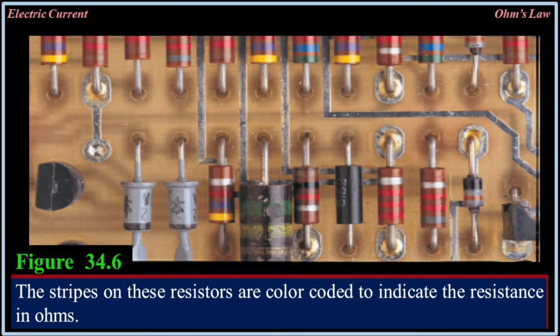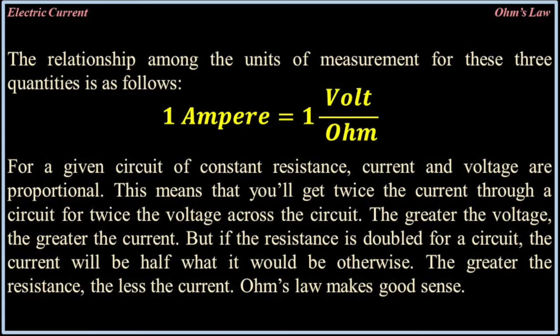In short, current equals voltage over resistance. Figure 34.6. The stripes on these resistors are color-coded to indicate the resistance in ohms. The relationship among the units of measure for these three quantities is as follows. 1 ampere equals 1 volt per ohm. For a given circuit of constant resistance, current and voltage are proportional. This means that you'll get twice the current through a circuit for twice the voltage across the circuit. The greater the voltage, the greater the current.